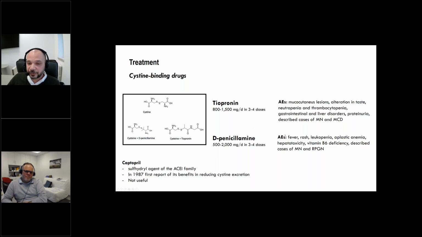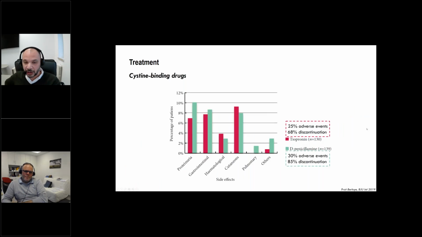We should take into account that both of these drugs have significant adverse events, including abnormalities in the white blood cell lines, thrombocytopenia, gastrointestinal and liver disorders, significant proteinuria, including cases of membranous nephropathy, minimal change disease for tiopronin, even rapidly progressive glomerulonephritis for D-penicillamine. So if we decide that the patient needs this second tier treatment, we need to be careful in the follow-up of this patient. Not only are these adverse events potentially severe, they are also particularly common. In fact, this is a study by the French study group showing that 25% of patients under tiopronin have at least one adverse event, and 30% under D-penicillamine, with 70% and 85% discontinuation rates.